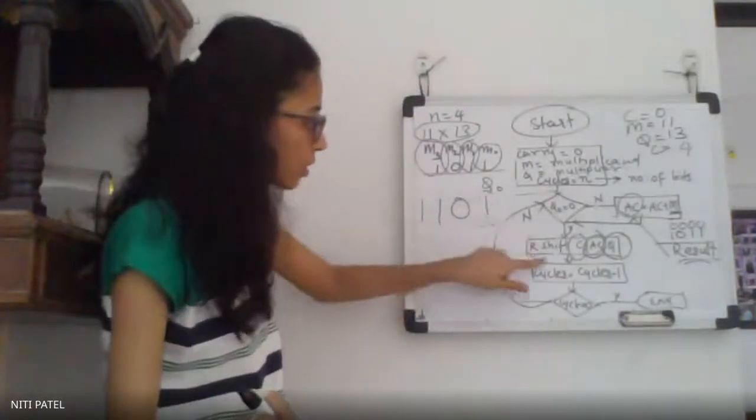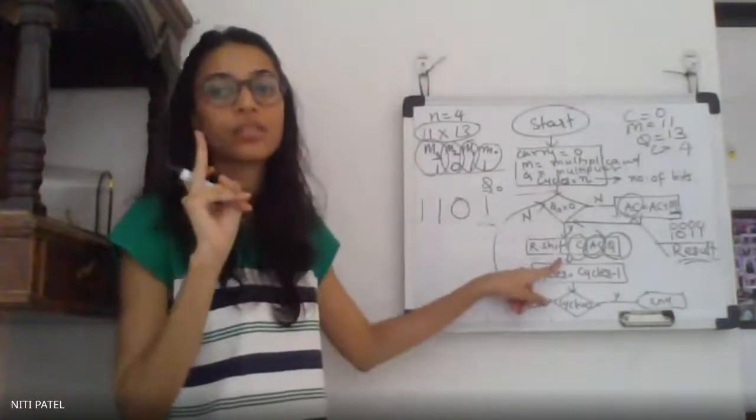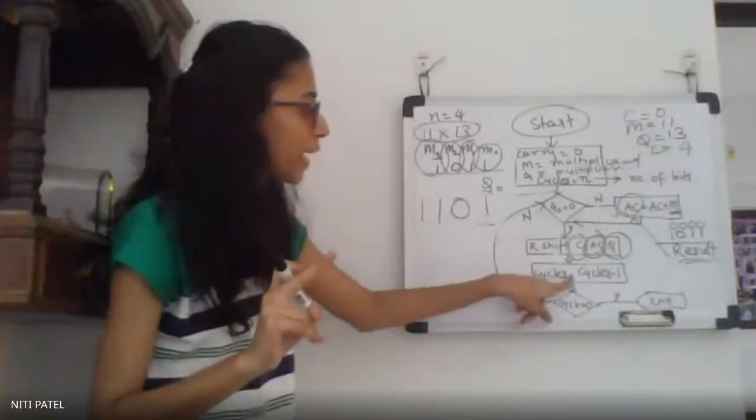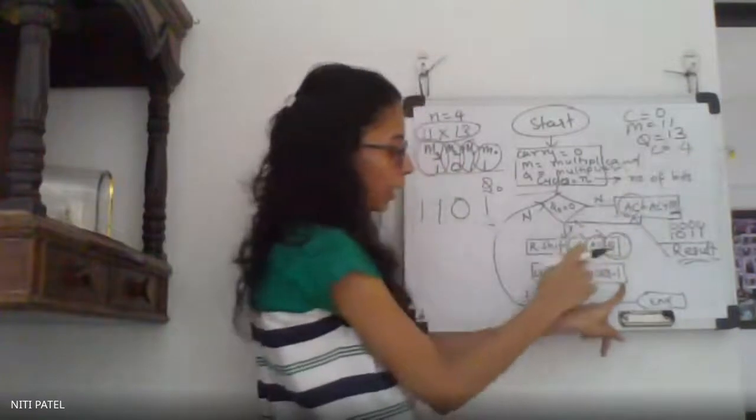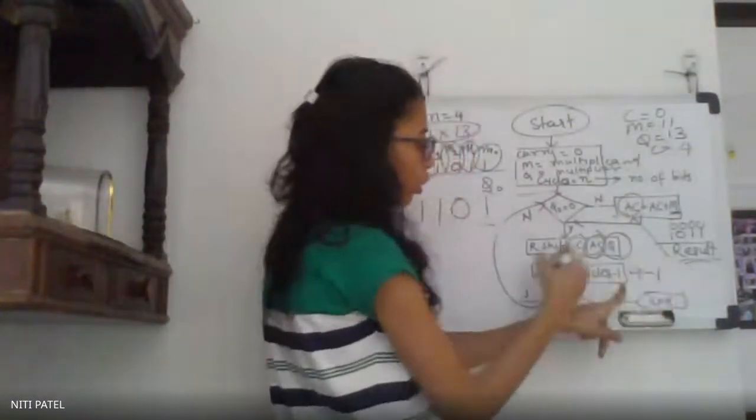Reduce the cycle means till here you have completed the first cycle. After that, you have to do cycle equals cycle minus 1. So how many cycles do you have? 4. Up till here, 4 minus 1. So your new cycle is 3.